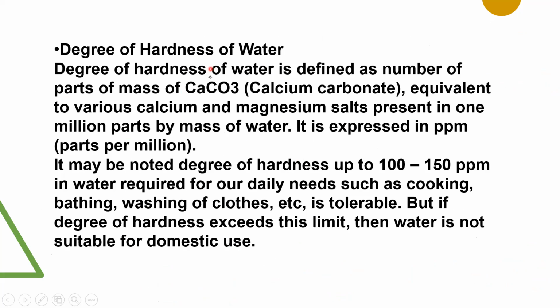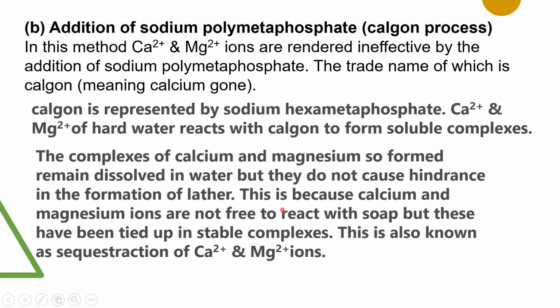Next, degree of hardness of water. But before going to degree of hardness of water, we have one more method that is called the Gauss permutit process. So we'll discuss the Gauss permutit process, and after that, we'll go for degree. So there are still two more methods. The first method we have done. The second method is addition of sodium polymetaphosphate.